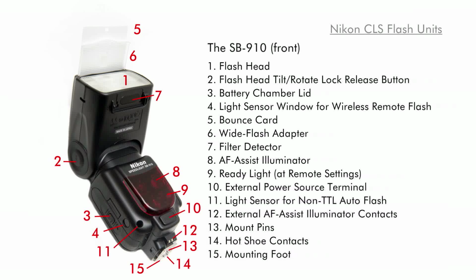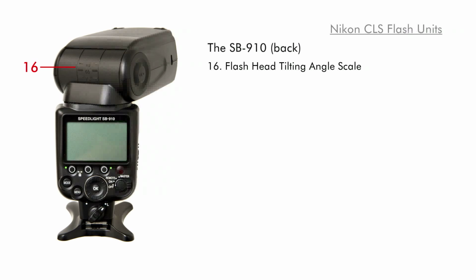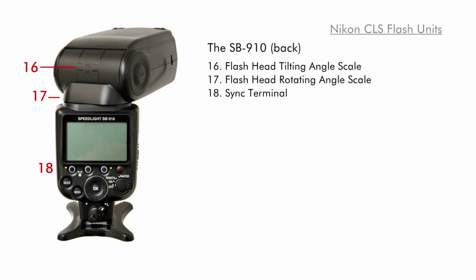The mounting foot attaches the flash to your camera's hot shoe. This scale shows the angle that the flash head is positioned at vertically. The flash head tilts down to -7 degrees or up to 90 degrees. This scale shows the angle that the flash head is rotated to horizontally. The sync terminal allows you to use a sync cord to fire your SB910. The LCD displays the current settings of your flash and gives you access to the flash menu and advanced settings. This ready light shows that the flash is ready to fire.